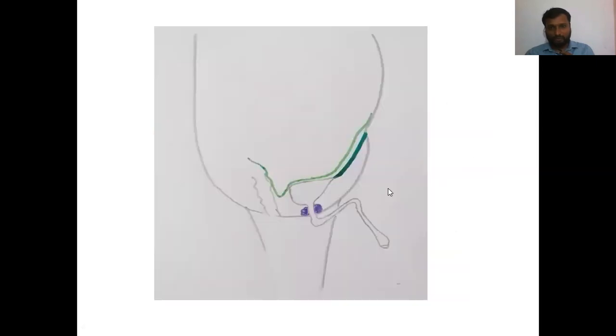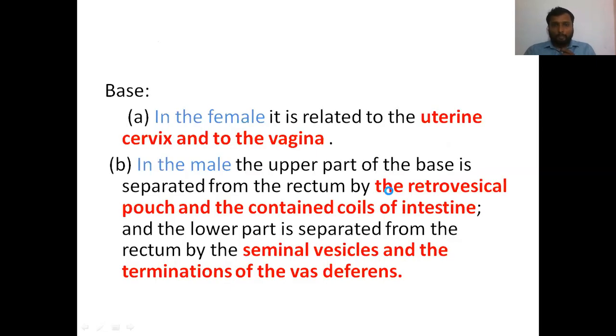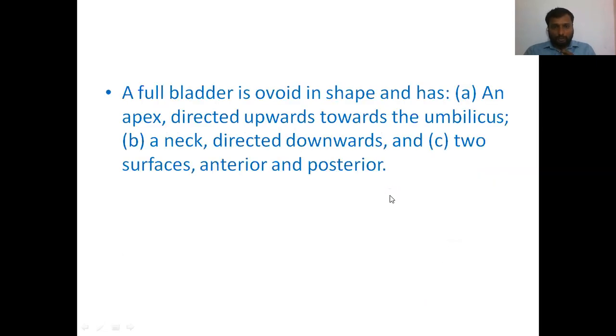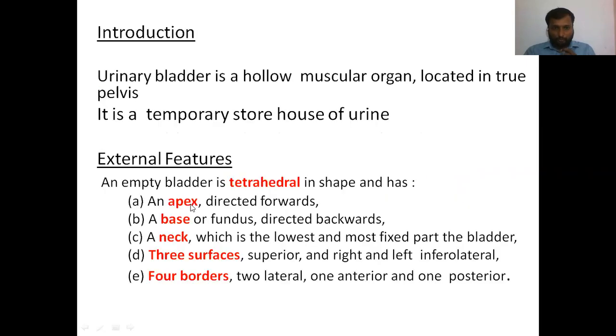And its features: it has one apex, base, then three surfaces: superior, right and left infralateral, then four borders: two lateral borders, one anterior border, one posterior border. In addition to that, it has one neck. Okay, the neck, which is directed downward.